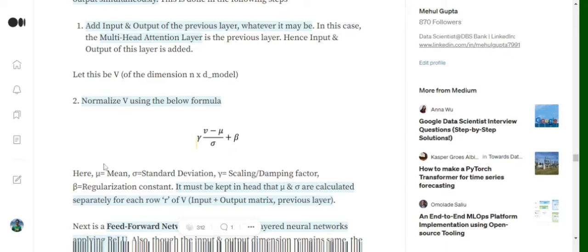So what does this mean? Mu is the mean, sigma is the standard deviation, gamma is a scaling or damping factor, and beta is a regularization constant. Now mu and sigma are calculated for what? They are calculated for each row of the newly added matrix. So for the input and output matrices that we have added together, the mean and standard deviation for each row are calculated separately.